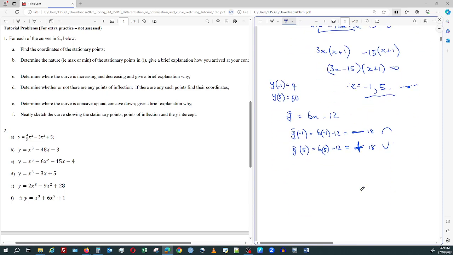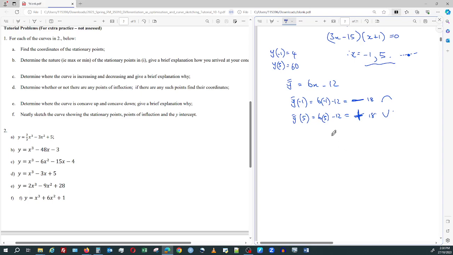So what we're able to do then is to draw this up, and let's see what we've got. So at minus 1, that's our point there, and 5. So at minus 1 we had 4. So that tells us that. But we already know that we've got these. And 5 was 60. 5 was 60.